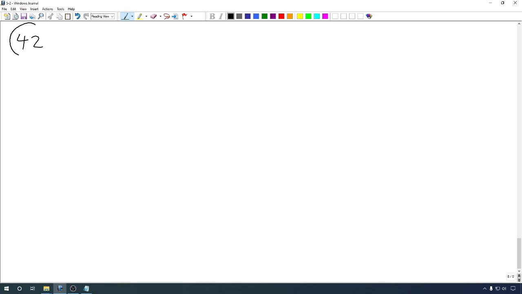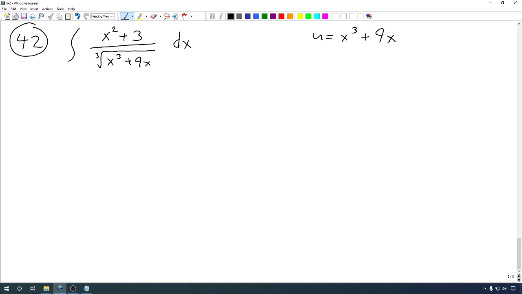Next, let's take a look at problem 42. Here we have the integral of x squared plus 3 over the cube root of x cubed plus 9x dx. We have an inside function of x cubed plus 9x. We would like that to just be a single variable. But we've got all this other stuff in here. So whether or not that will work, we'll have to see. But it doesn't hurt to try. So we see something that we'd like to substitute, and we go ahead and just try it out and see what happens.